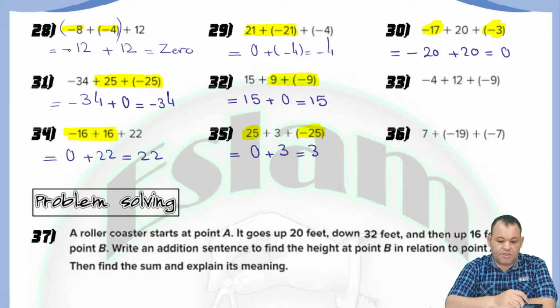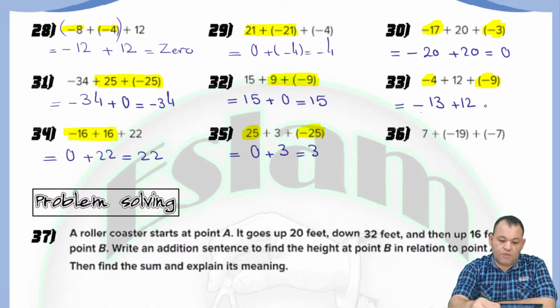Again for 33. Negative 4 plus 12 plus negative 9. You will find there are no opposite numbers. But we have two negative numbers, so we'll just add them together. Because we are adding two negative numbers, the greatest number is negative, so the answer will be negative. 9 and 4. Because the two numbers have the same sign, I will add them. 4 plus 9 equals 13. And after that, I will add 12.